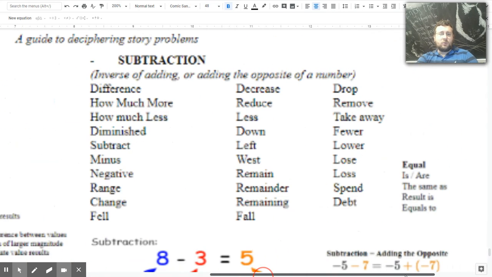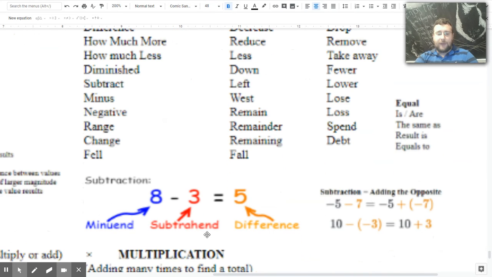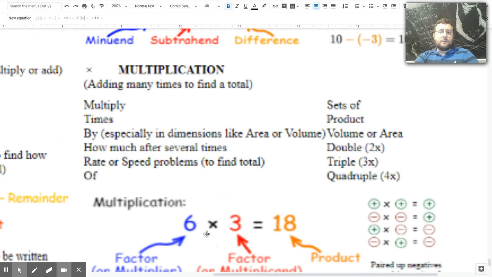But in subtraction, words like difference or subtract or minus or how much more or how much less are usually going to be hints that you need to be subtracting. Take away, remove. All right, so these are all the words in this list. Words like is, are, the same as, result is, or equal to infer equality. And we're going to say that basically it's what you're trying to find, right? Equal to.